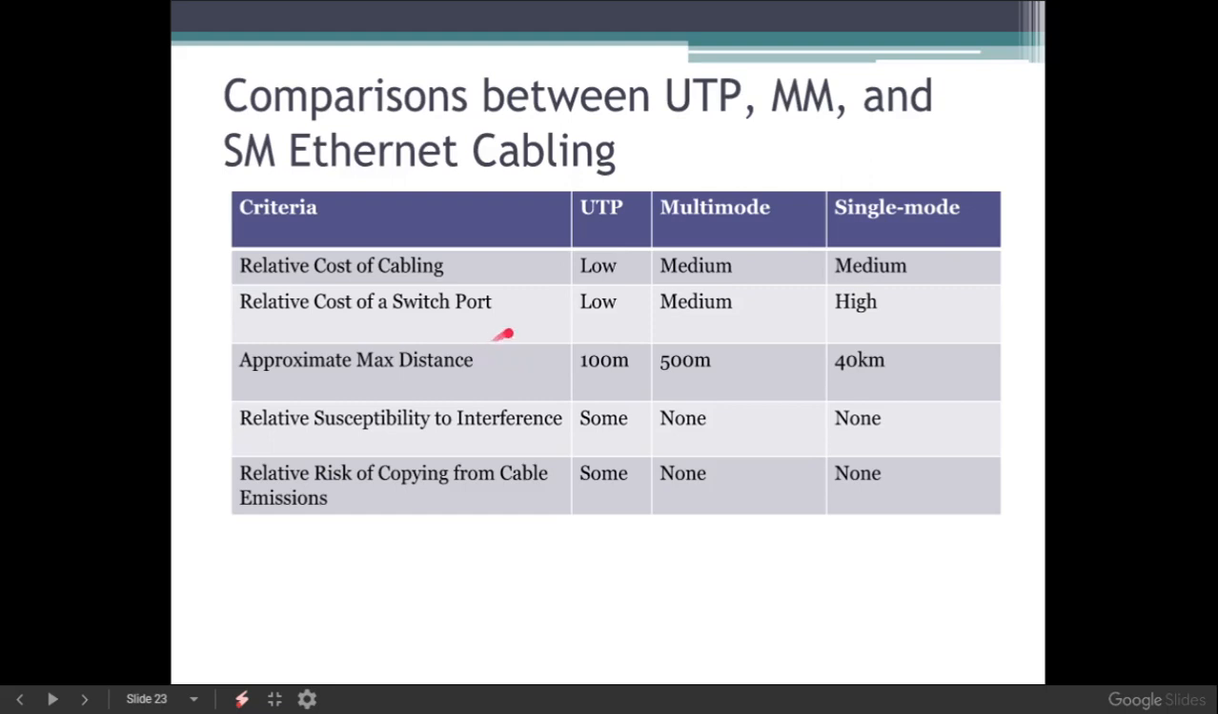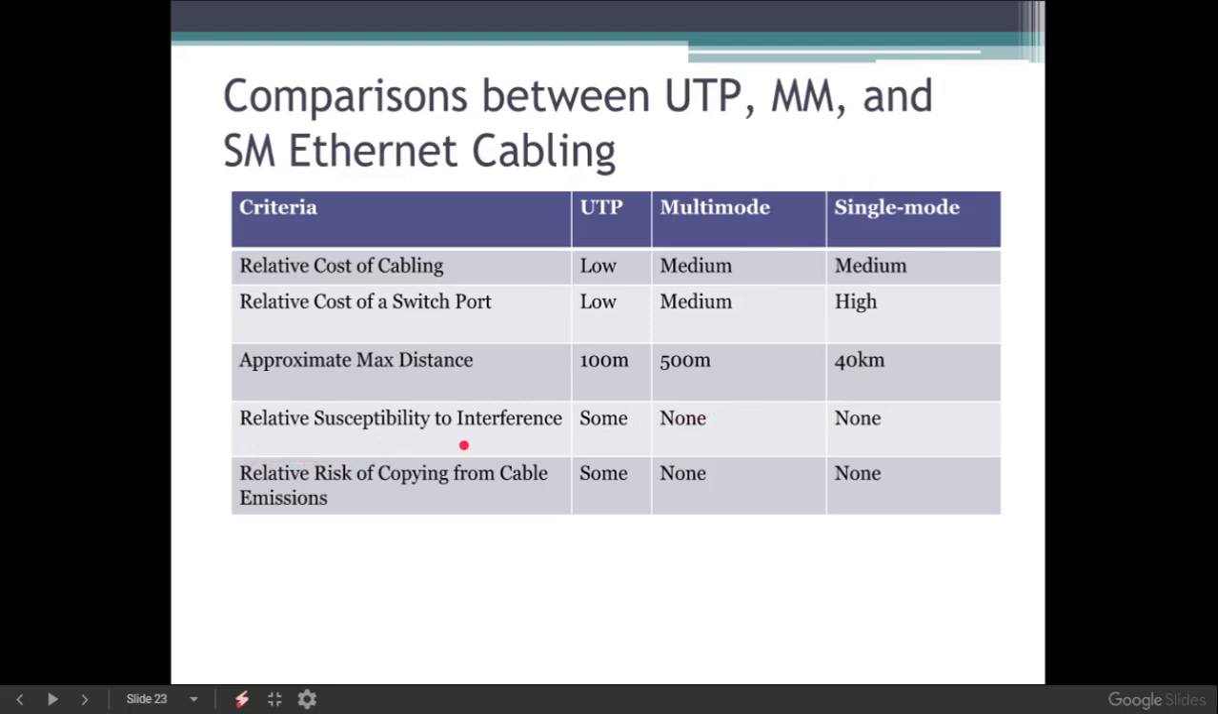So the per port cost for UTP is low, for multimode it is medium, and for single mode it is high. The approximate distance: UTP is 100 meters, multimode 500 meters, single mode 40 kilometers. And these are distances that you can go without needing re-amplification.